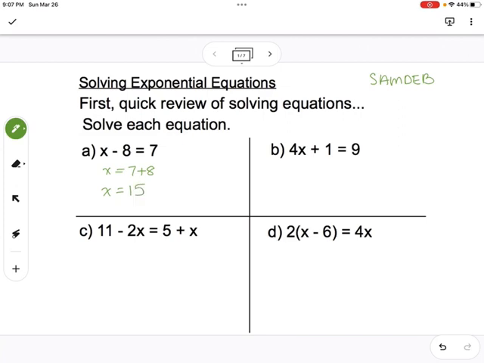The next one, we have 4x plus 1 equals 9. Again, using our SAMDEB, we want to move adding and subtracting first. So we have a plus 1 here. We want to bring it to the other side. It'll become a minus 1. So 4x equals 9 minus 1. So 4x equals 8. The operation between your 4 and your x is multiply. Bringing it to the other side is divide. So x equals 8 divided by 4, which is 2.